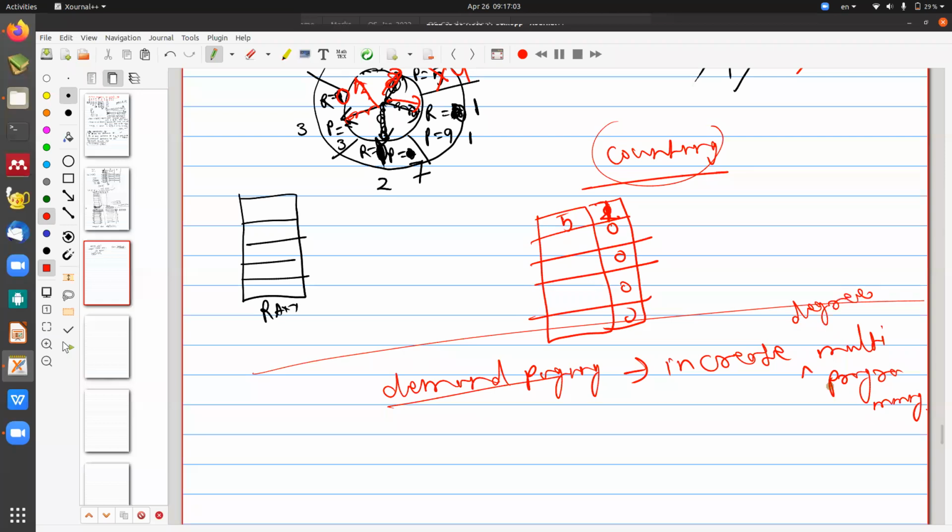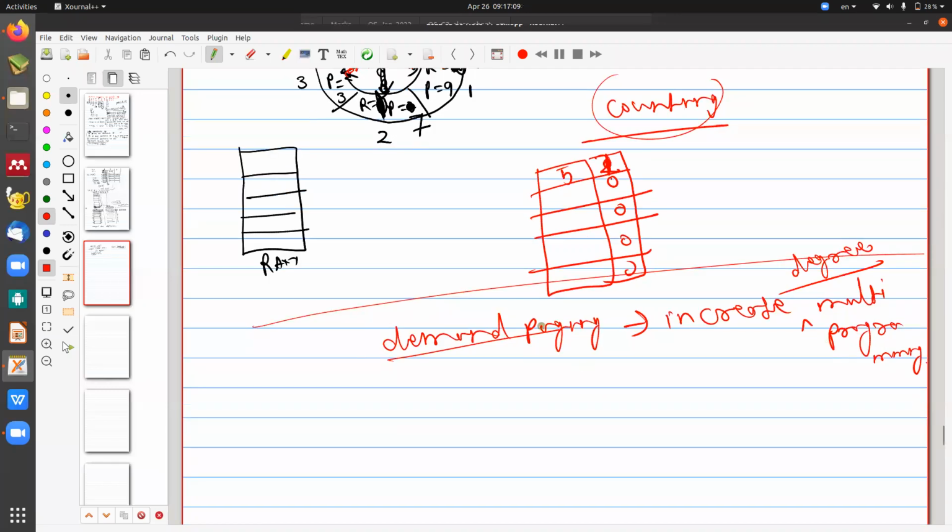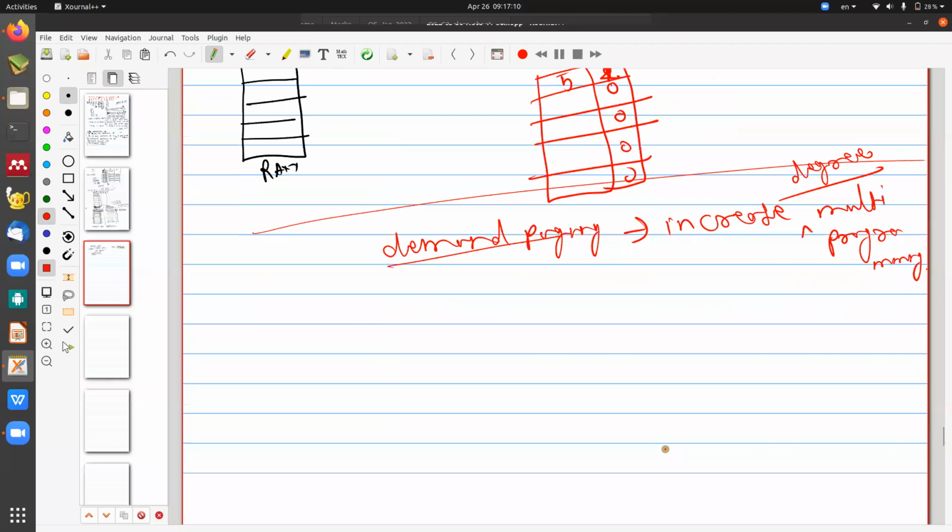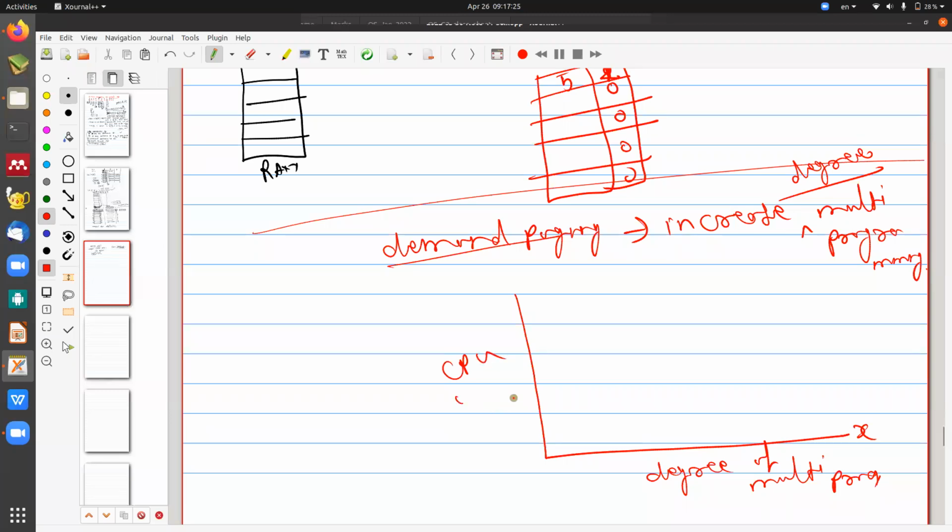What is the degree of multi-programming? As the number of programs running at a time gets higher, the degree increases. If you draw a figure like this, with the x-axis as the degree of multi-programming and this as CPU utilization, can anybody tell me whether, as the degree of multi-programming increases, CPU utilization increases or reduces? Increase? Yeah. Why? Linear. Why? Will not be idle. Why?